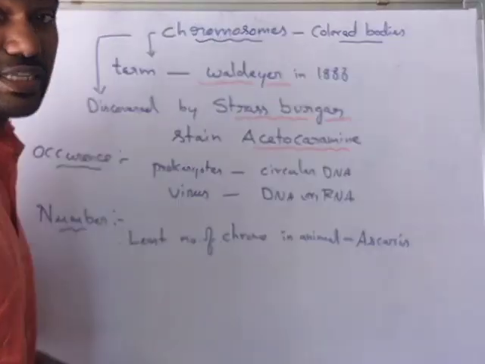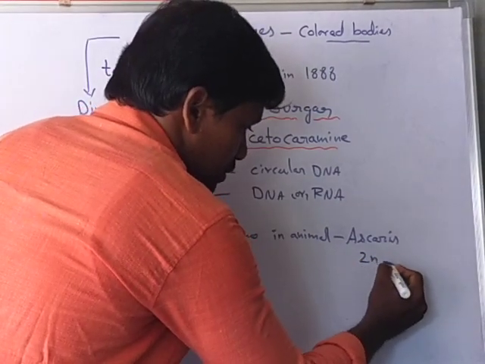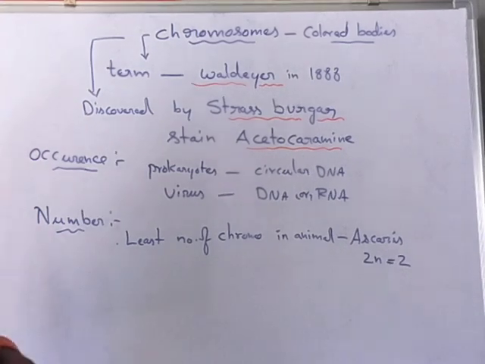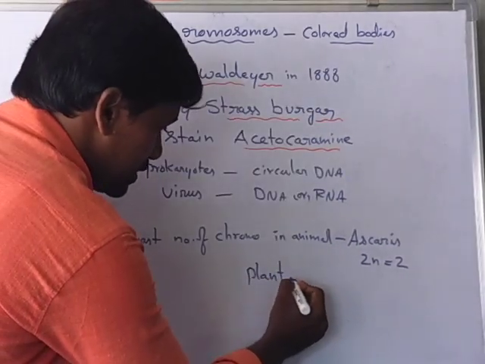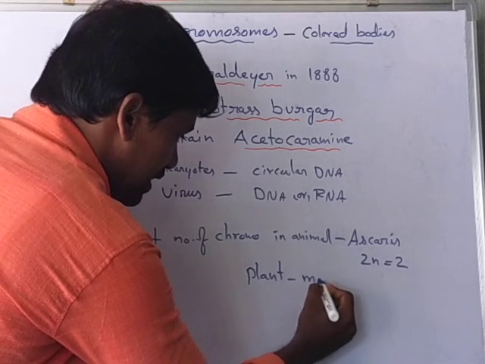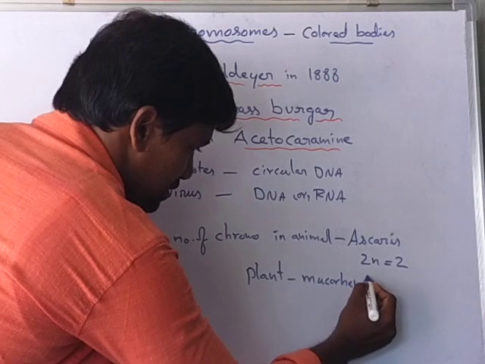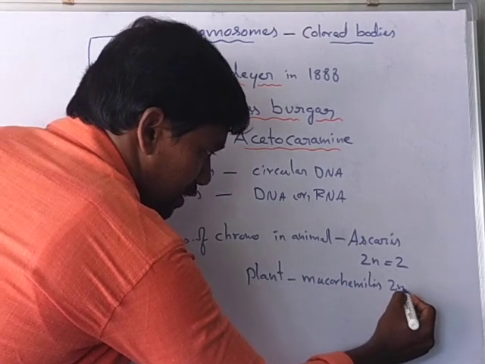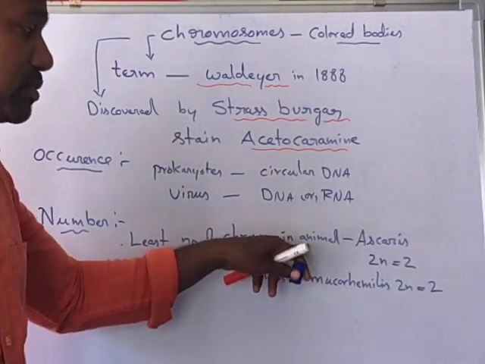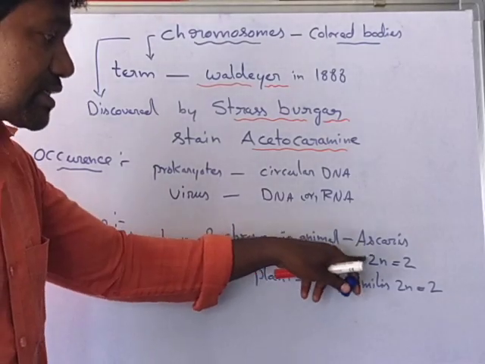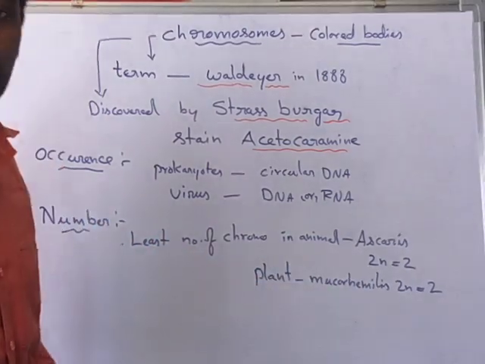Ascaris is a parasite, and it generally contains two chromosomes. In plants, Mucar hemilis also contains two chromosomes. So this is the least number of chromosomes: in the animal Ascaris, two chromosomes, and in the plant Mucar hemilis, again two chromosomes.